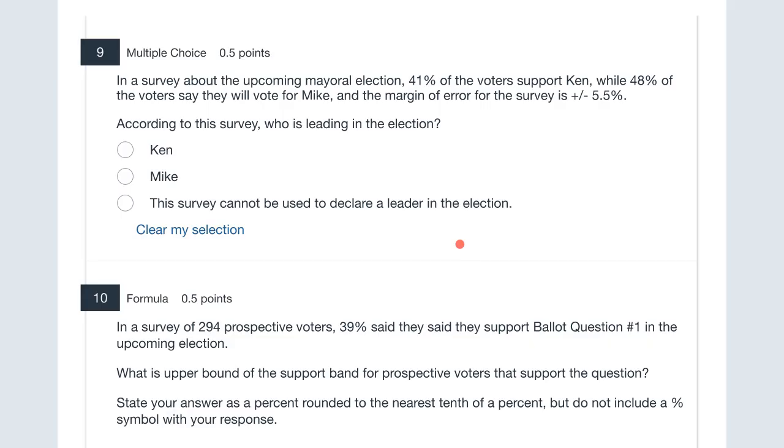Number 9, in a survey of a mayoral election, 41% support Ken, 48% will vote for Mike. Margin of error is plus or minus 5.5%. Who is leading the election? So we need to determine if or is not a statistical tie. In this case, Ken's support band here is going to be 41 minus 5.5% up to 41 plus 5.5%.